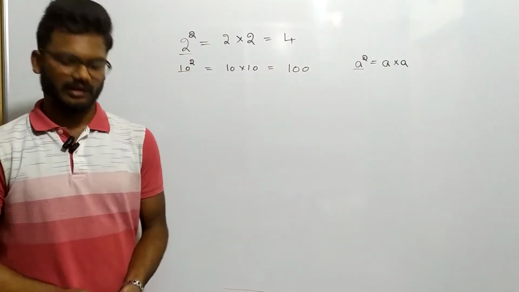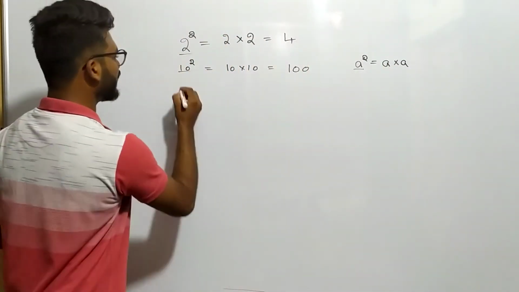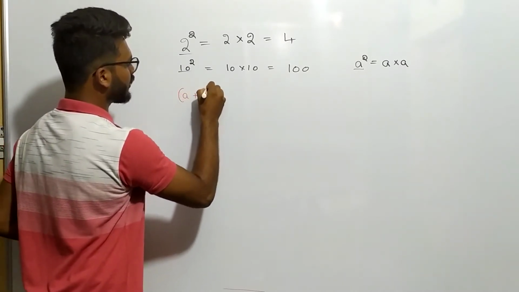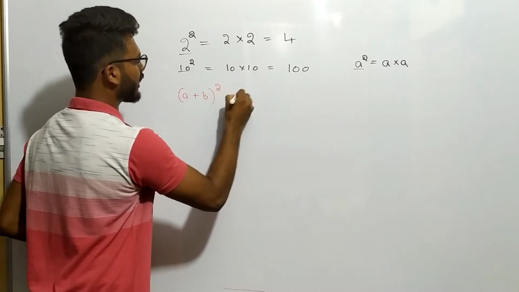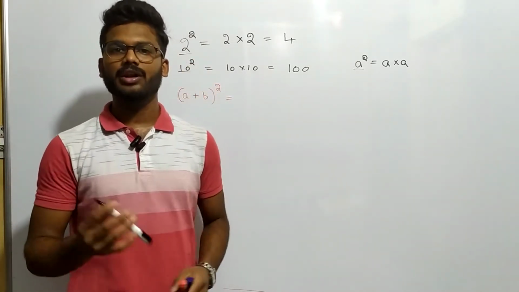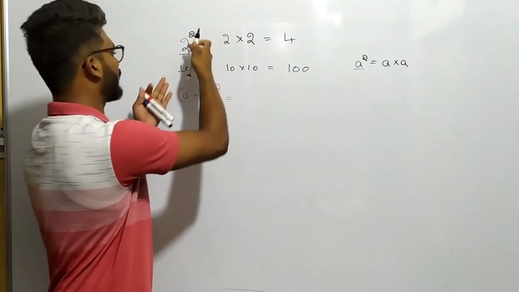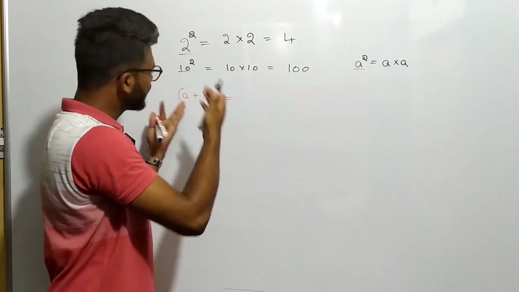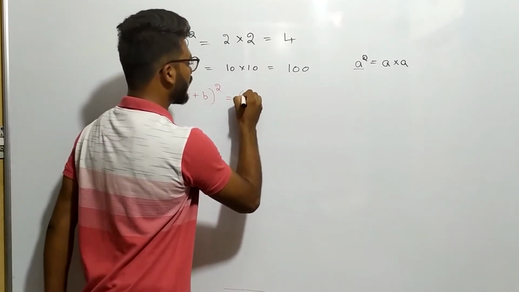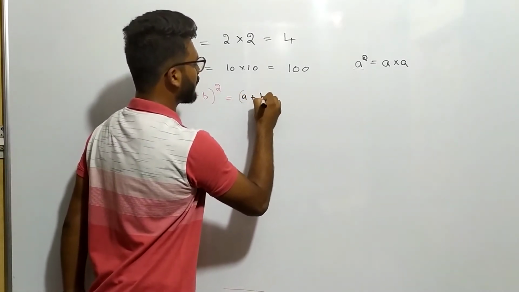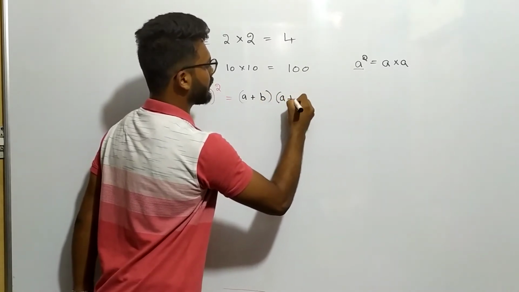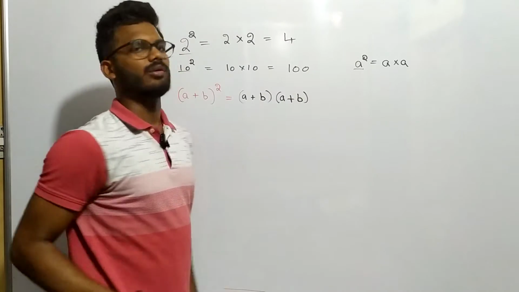In the same way, let us find what (a + b)² is. In mathematics everything is the same, no need to confuse. Here we have a, here we have a number, but here we have a + b, which has the same meaning. (a + b)² is nothing but (a + b) into (a + b). Multiply the same number 2 times.